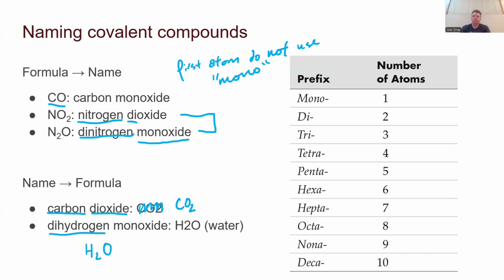At any rate, my point is, for our first atom, we're not going to use the prefix if there's just one of that substance. Nitrogen dioxide. Okay, so that's nitrogen and oxygen. There's two oxygens. We're going to label this as NO2. Dinitrogen monoxide. There's nitrogen and oxygen. There's two nitrogens, so N2, monoxide is O, so N2O.